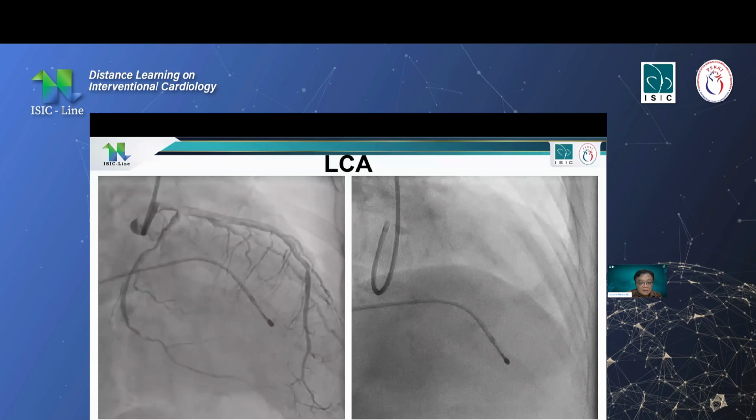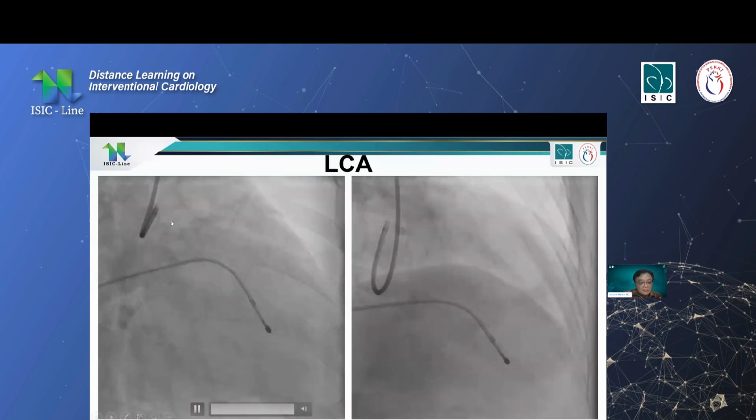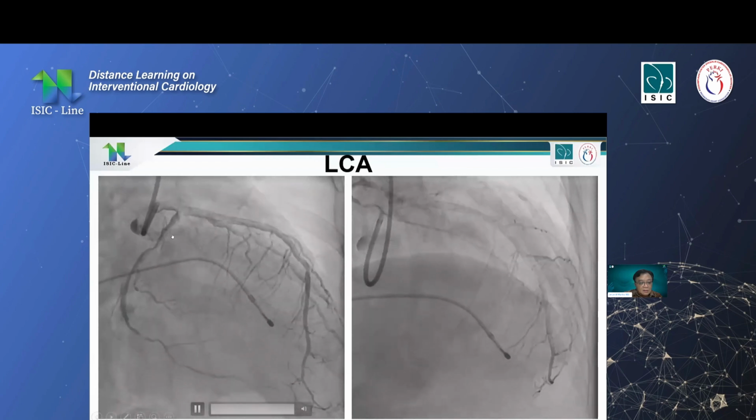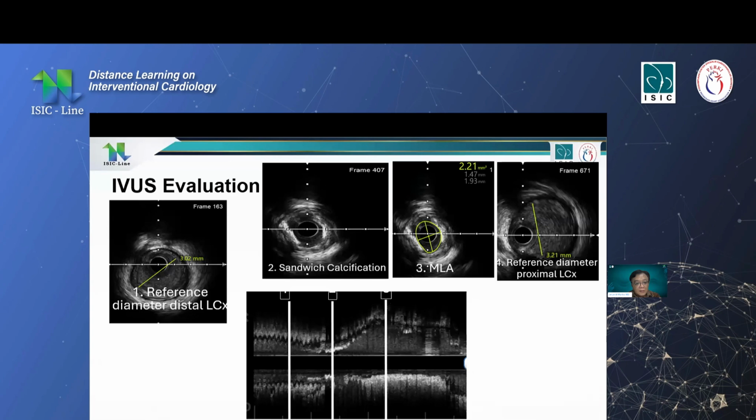This is the LAD, and we can also see here from RAO caudal, the lesion is quite severe in the mid circumflex. We did IVUS for the patient. We can see that the distal reference diameter of the circumflex is around 3 millimeters, and there is a sandwich calcification, not 180 degrees. It's not that thick, and the MLA is 2.21 at the stenosis. The reference in the proximal circumflex is 3.21.